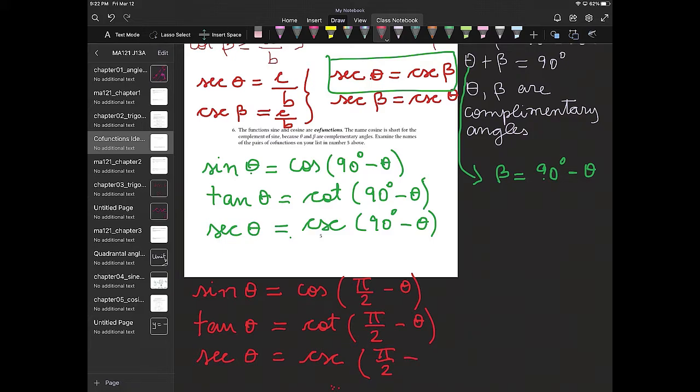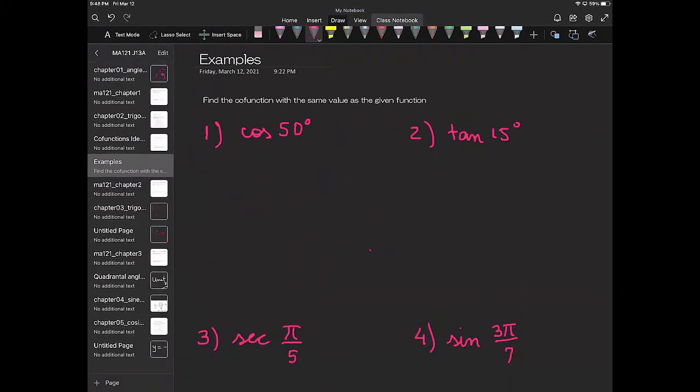Now that we discussed the pairs of cofunctions, we're going to use them to evaluate the following. We're going to find the cofunction with the same value as the given function. So for number 1, we have cosine of 50 degrees. Recall that sine and cosine are cofunctions, and we have that sine of an angle in degrees is equal to cosine of 90 degrees minus the given angle.